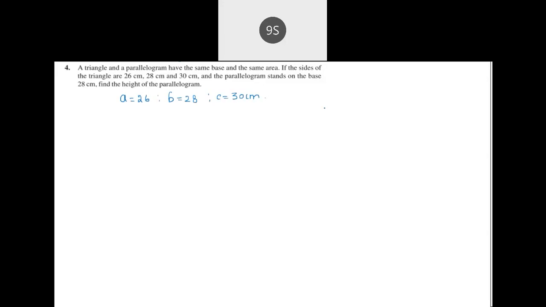Okay. So here a triangle and a parallelogram have the same base and the same area. If the sides of the triangle are 26 centimeter, 28 centimeter, and 30 centimeter, and the parallelogram stands on the base 28 centimeter. So here the triangle and parallelogram have equal area and a common base also. Okay.